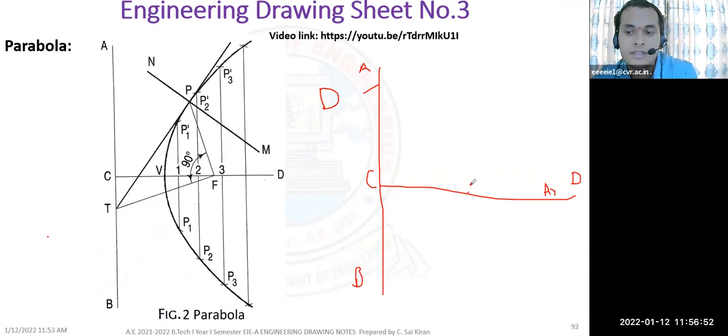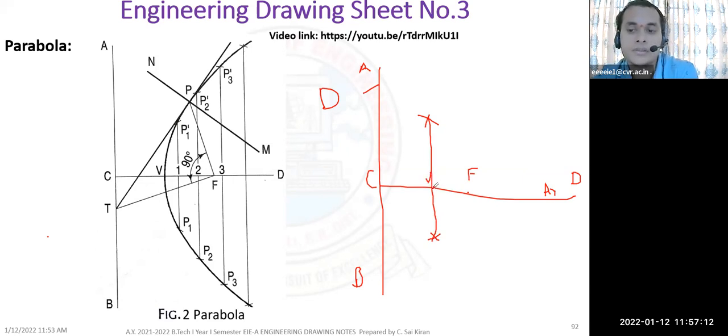So this 50, I'll mark the point as F. Because this is a parabola, I'll bisect. I will take arcs above and below, greater than half, above and below, greater than half, and I will join this one. In the parabola, you have to do this. Mark the point as B.